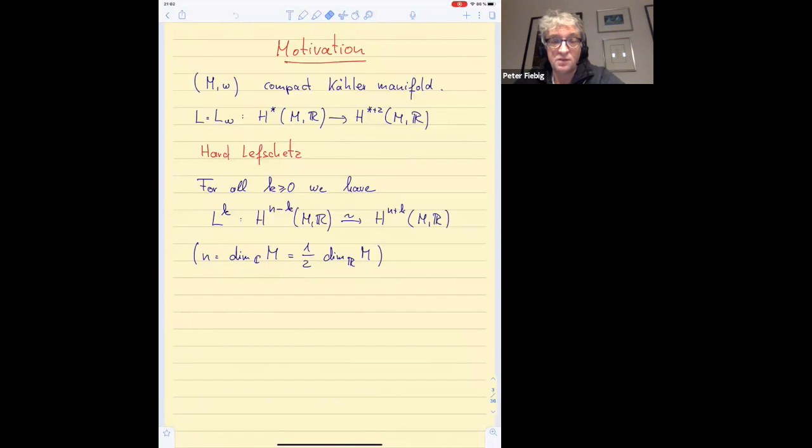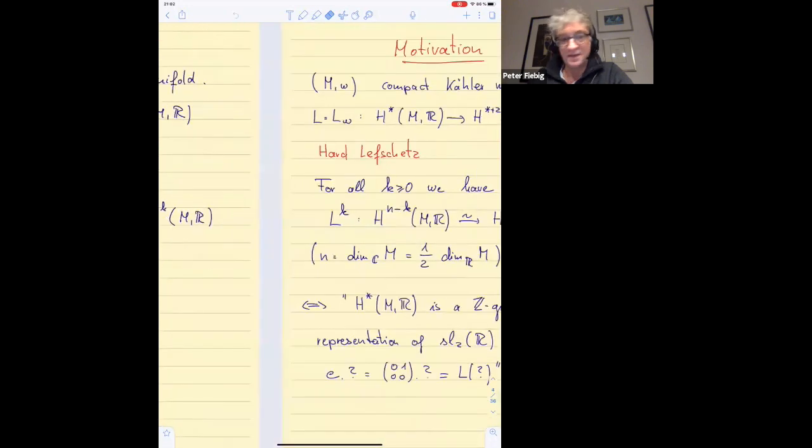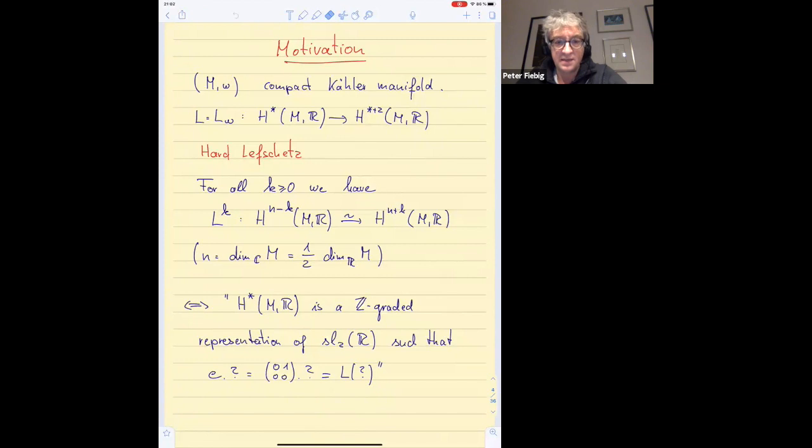So this gives you this very nice symmetry between the cohomology groups, but also a map that factors over all the cohomologies in between. So that's the Hard Lefschetz theorem. And the nice thing that links this to representations is that you can reformulate it in the following way. You can also say that this cohomology, you have to shift the degree a little, is a Z-graded representation of SL2, such that, for example, this upper triangular matrix acts as the operator L. And so the Z-grading, if you shift it correctly, gives you the action of a generator of the diagonal matrices.